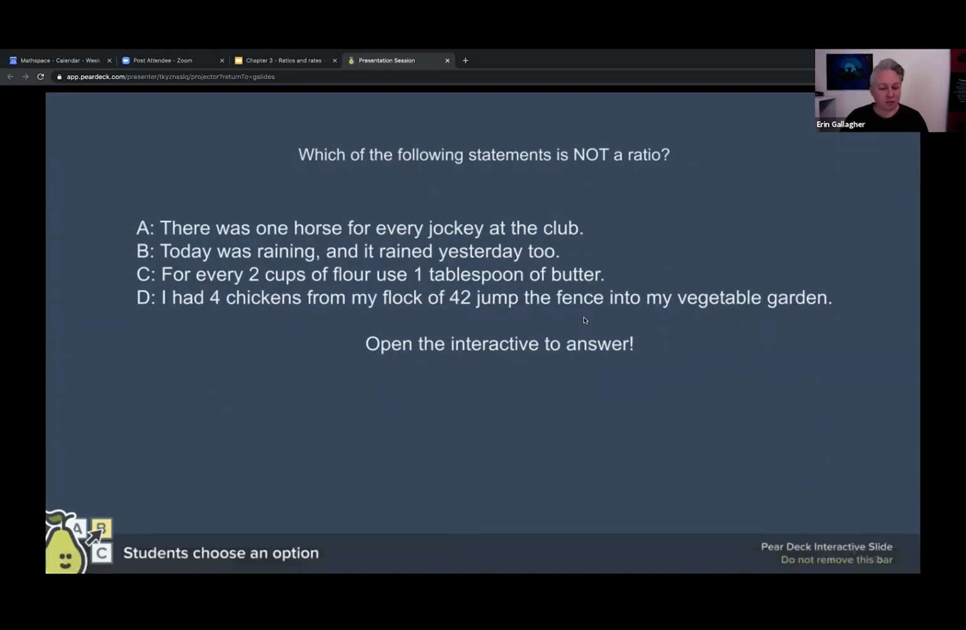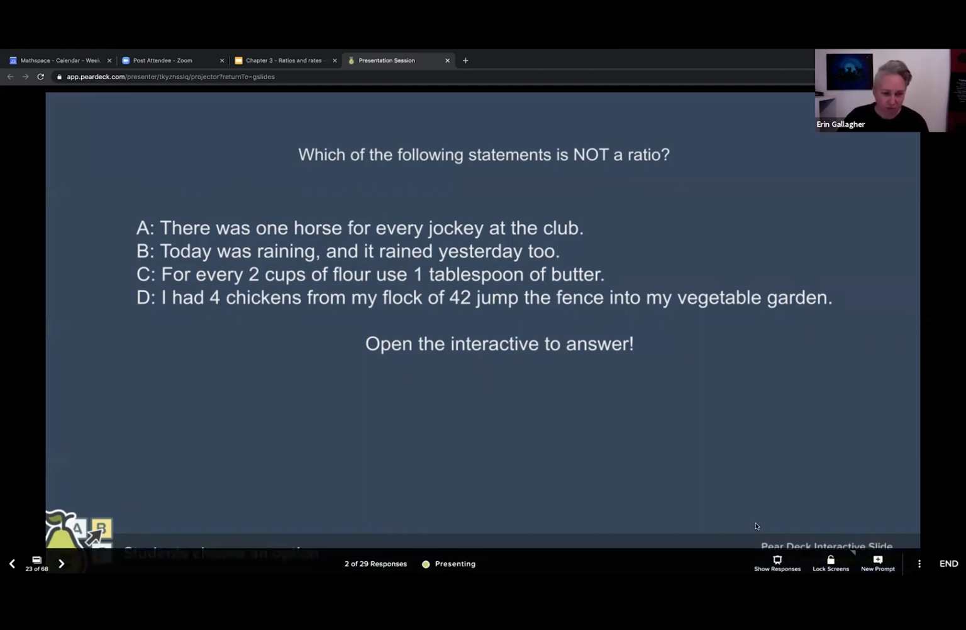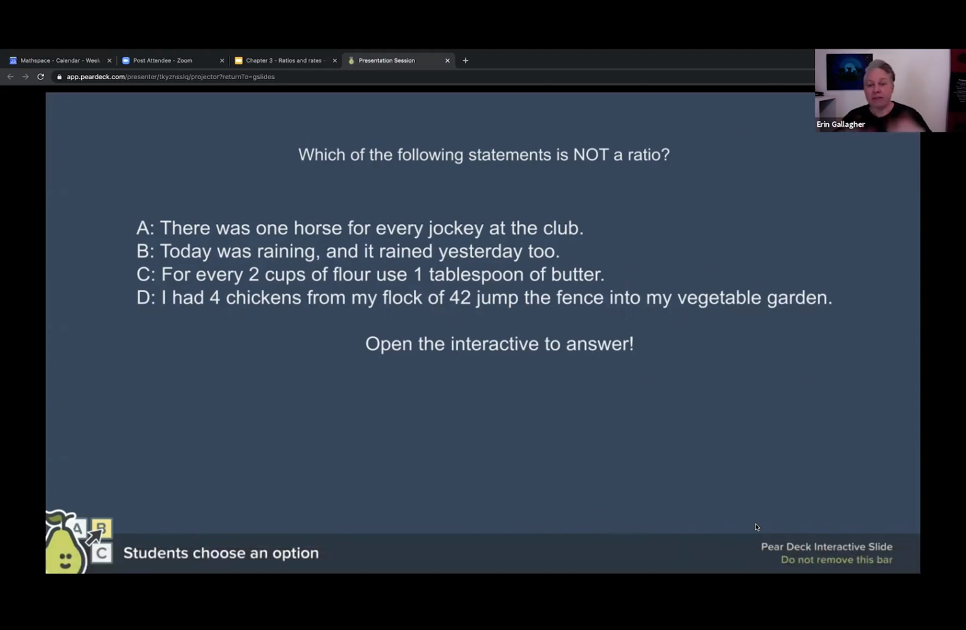Okay, we've got another interactive. So you jump over to your Join PD or your Pear Deck site. Okay, so which of the following is not a ratio? So don't answer that question in the chat. Unless you didn't join the Pear Deck, at the bottom of your screen, there's a green button that says answer question. You'll click on that and then the 4 options will pop up and you just pick the one that you want to answer with. So the question is, which is not a ratio?